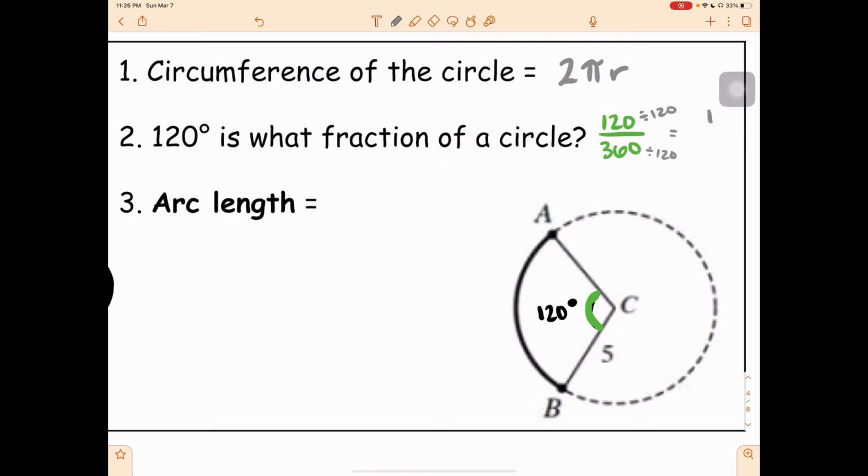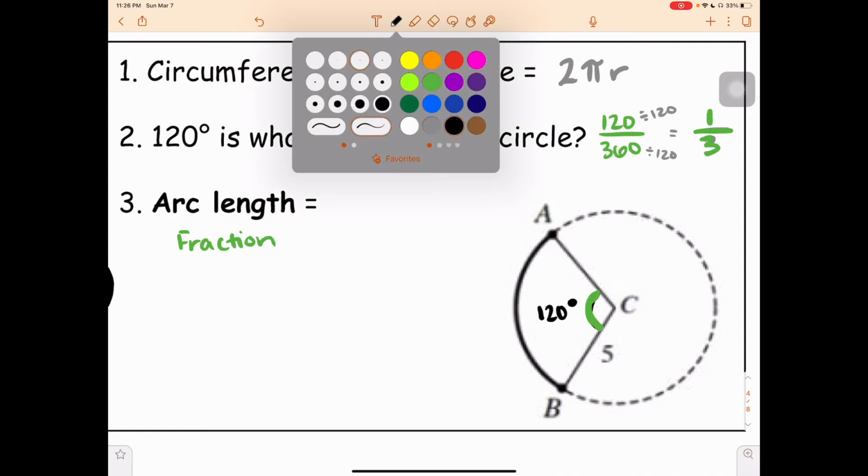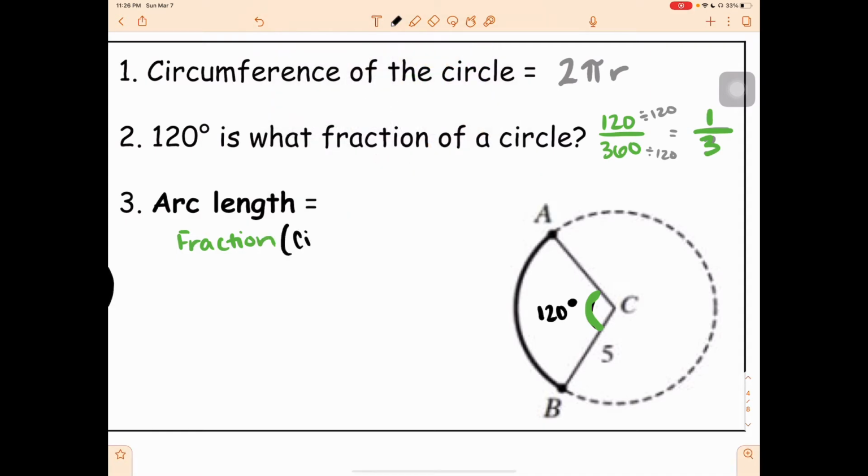120 divided by 120 is 1. 360 divided by 120 is 3. And honestly, if you end up just making it into a decimal anyway, you could just leave it as this and then multiply that by the circumference. That would work as well. So here we need to be specific that to find the arc length, you have to multiply the fraction times the circumference of the whole circle.